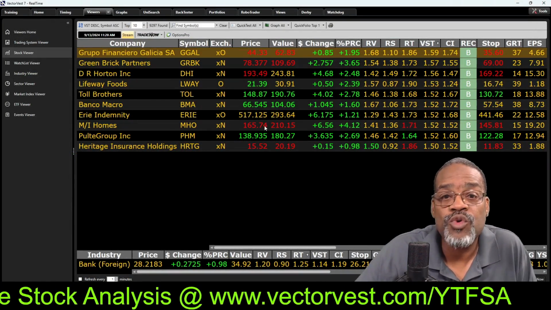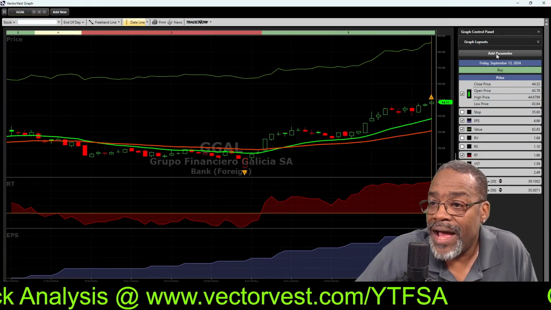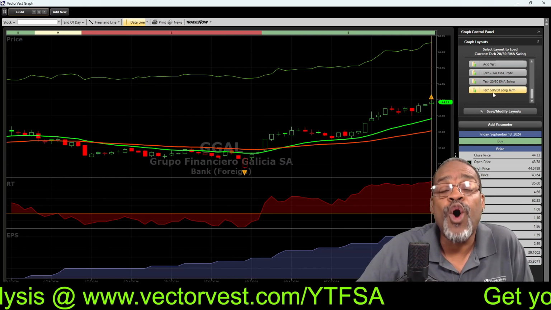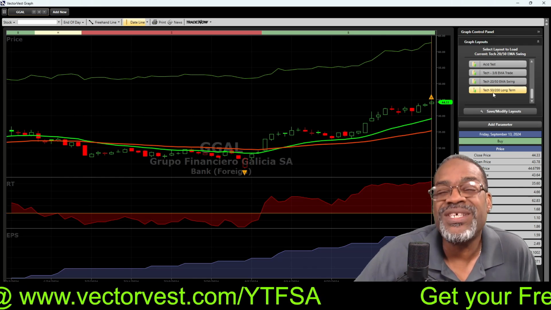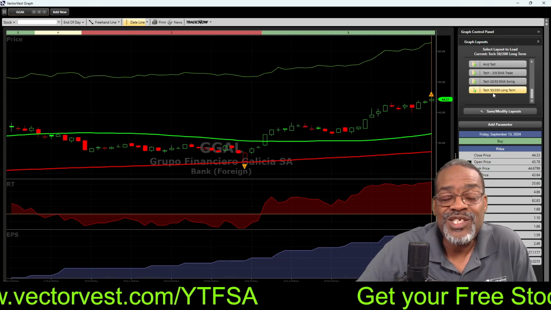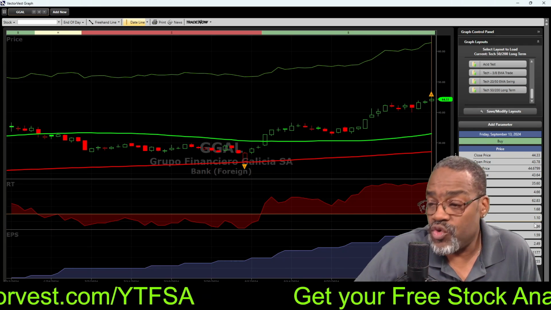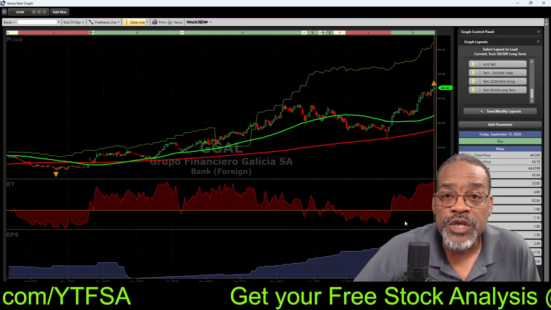All right, let's go to one more graph layout. Click on Graph All once again. I'm going to go down to Graph Layouts. I created one more for you. The long-term investor, the buy and hold investor using a 50 and 200-day moving average. This is sort of like the set it and forget it. The 50 and the 200 crossing is something we call the golden cross.